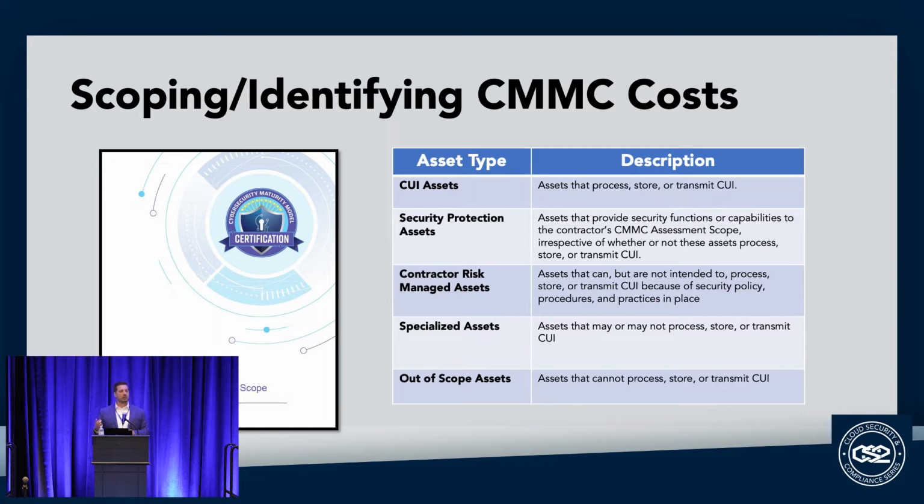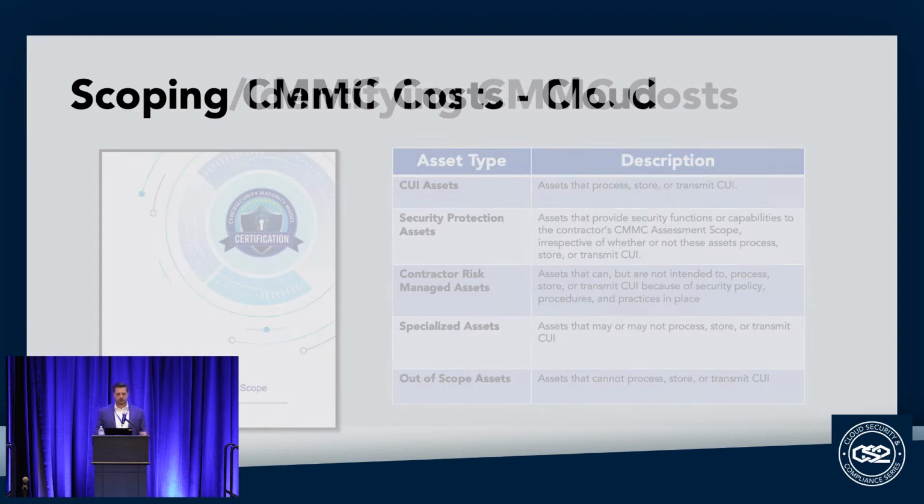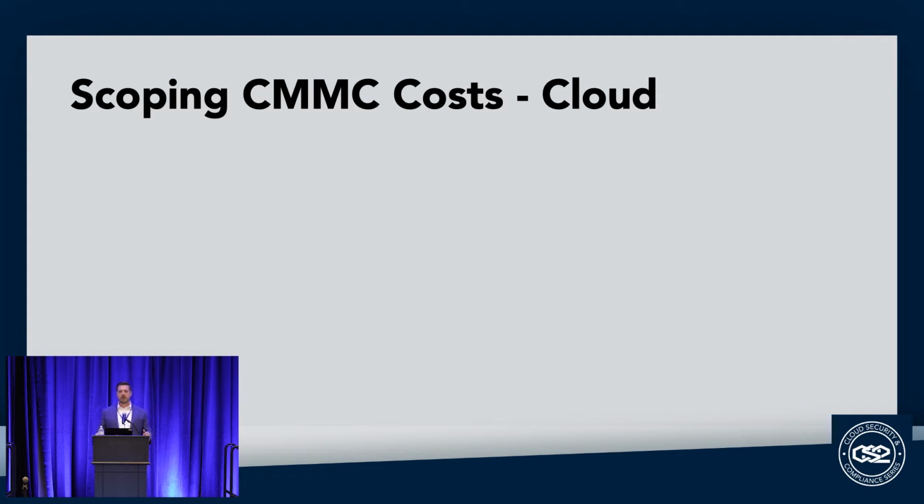Well, we have to remember the other side of the equation, benefits. What aspects of your business are benefiting from these requirements? And that really gets you into how you're implementing these requirements. So we're going to go through a couple examples of how you might architect your solution for CMMC and how you might treat the costs in different circumstances. So the first is going to be cloud.